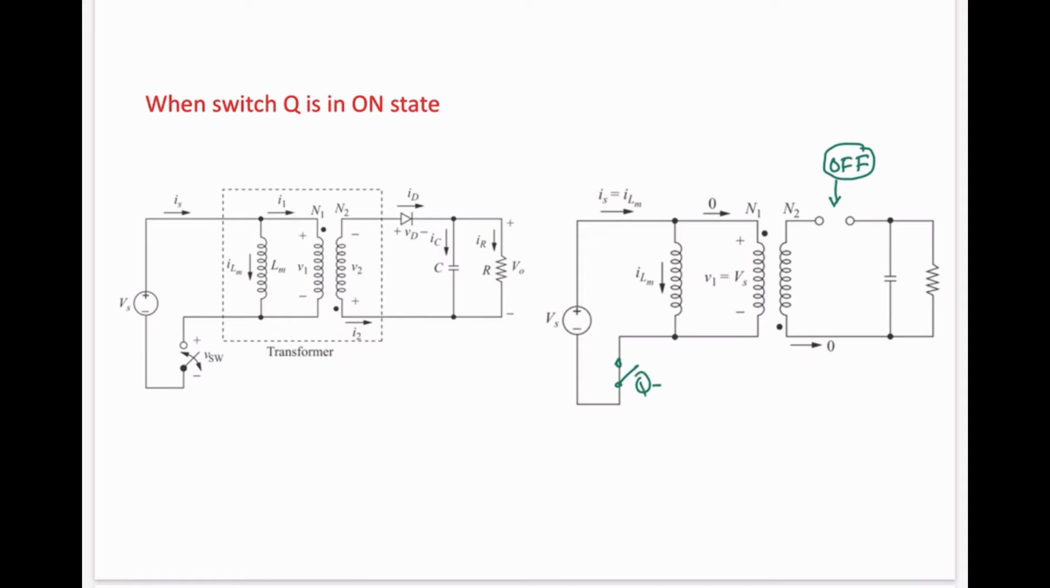So Q is on, so it is represented by the short circuit and the current is going to flow through the magnetization branch of your transformer, right? And your diode is in the off state. There is no flow of current in the secondary winding of your transformer, and that's why we say there is no current in the primary winding. No current in the primary winding, no current in the secondary winding.